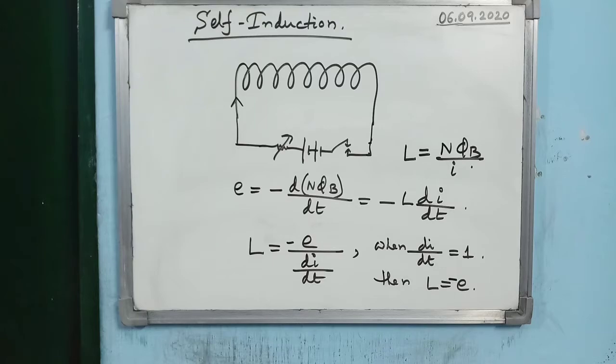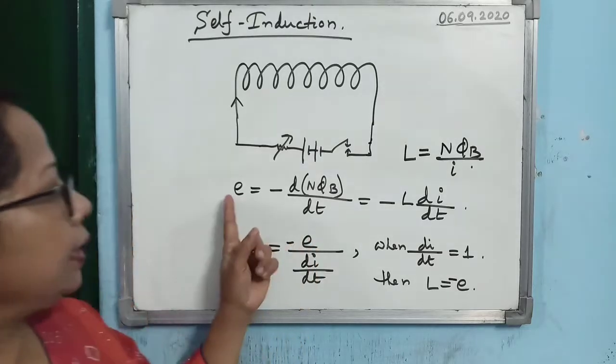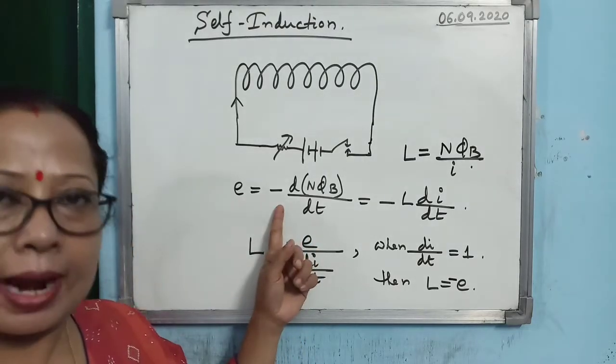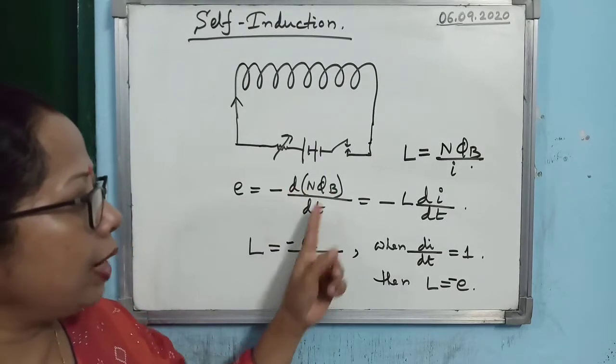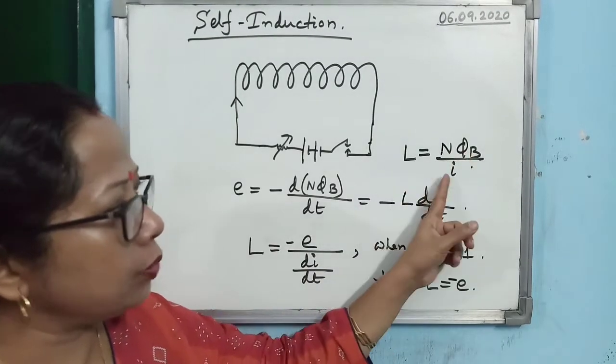Now you see, from the concept of induced EMF, again you can define L. You know that induced EMF is given by, according to Faraday's law, minus d(N phi B) by dt. Now you see, from this relation, N phi B is equal to L into I.